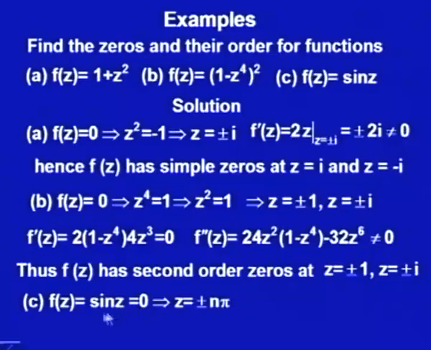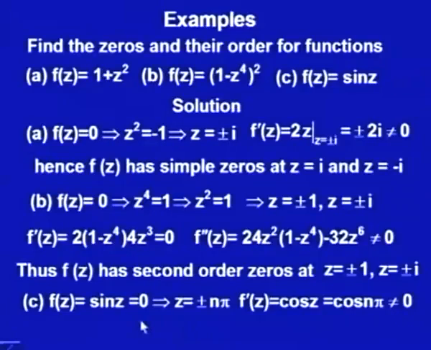Sin z would be 0. This says z should be plus or minus n pi. Now, what will be the derivative of sin z? We do know it is cosine z, and at plus or minus n pi it would be cosine n pi, and at minus n pi that is also cosine n pi, and we do know that this is not 0.